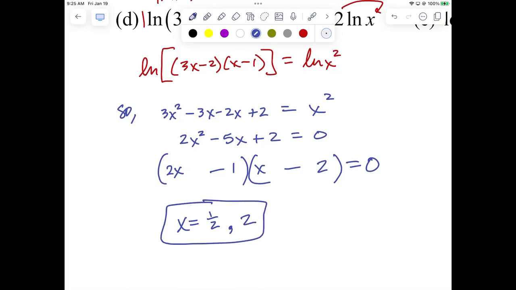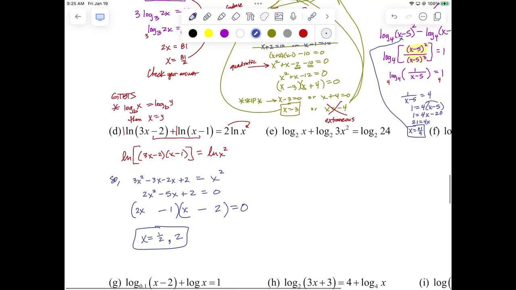Do we box them up like that and move on? They both work. We got to check ourselves, yeah. Let's try the 1/2 first. We'll plug it into both places. You got to get a positive argument in both places.